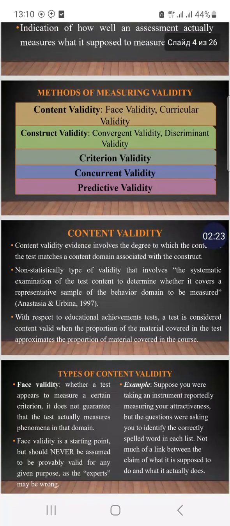Methods of measuring validity. Here are 5 types of validity. First one, content validity, construct validity, criterion validity, concurrent validity, predictive validity.